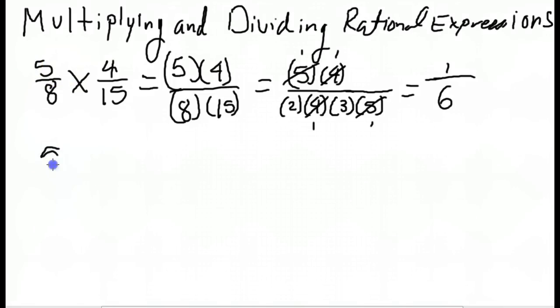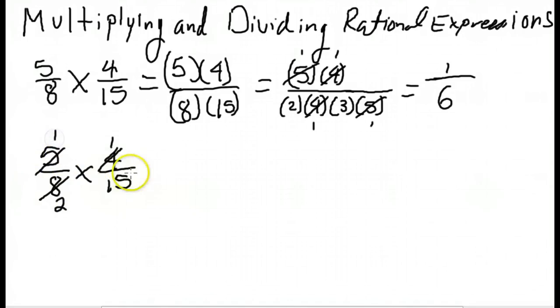Now, how would I do this in real life? I would say, well, I can cancel anything on the top with anything on the bottom. So 4 goes into 8 twice. 5 goes into 15 3 times, leaving me with 1 on the top and 2 times 3, or 6, on the bottom. Okay, so generally we keep in mind that this is what's happening, but it's not what we do. This is what we do.